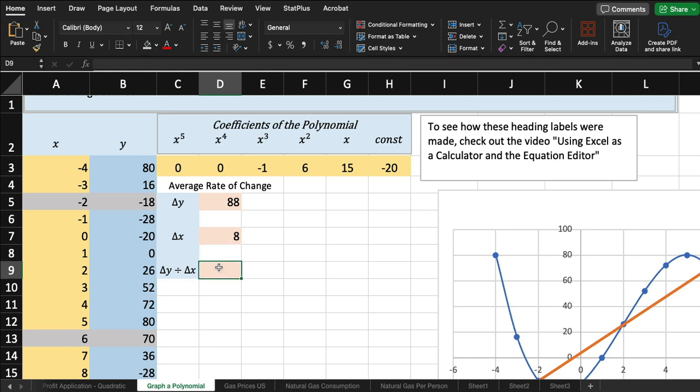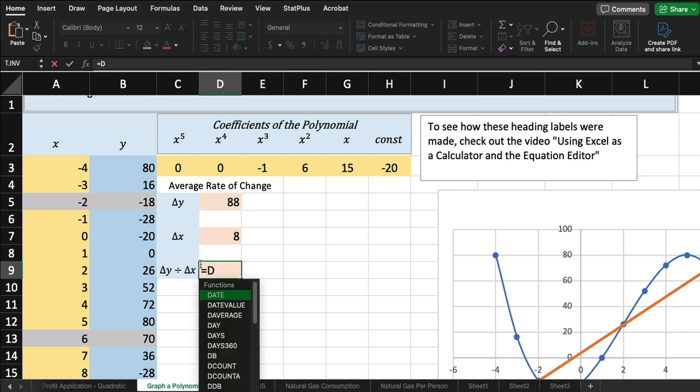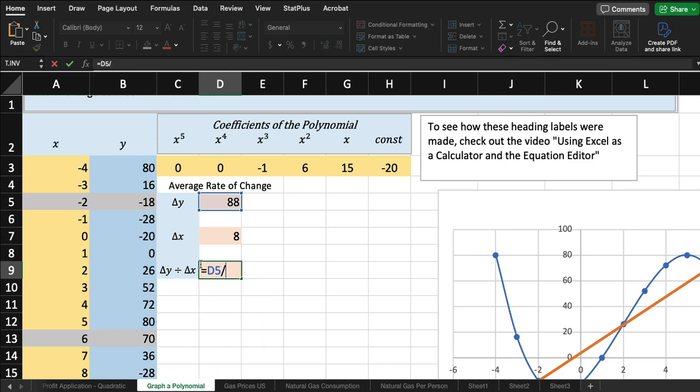Okay, and then our delta y divided by delta x is literally just going to equal, and then we want the number in D5, and slash we want to divide by the number in D7 in this case, because I skipped a couple of cells here because of the formatting. So delta y divided by delta x is going in cell D9, and it's equals D5 divided by D7. Delta y divided by delta x.